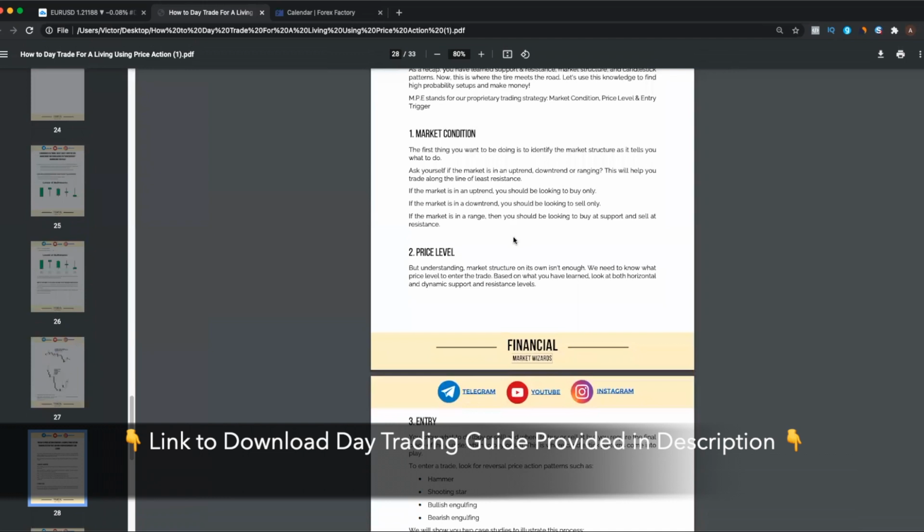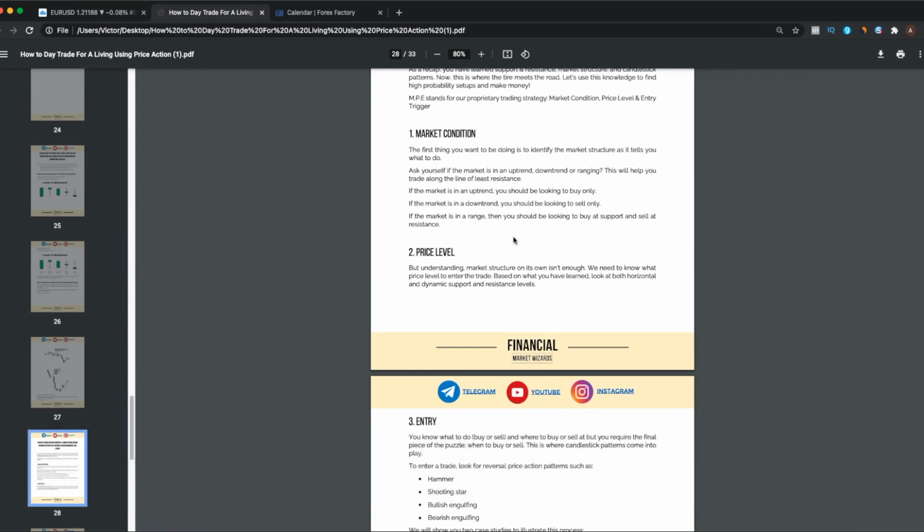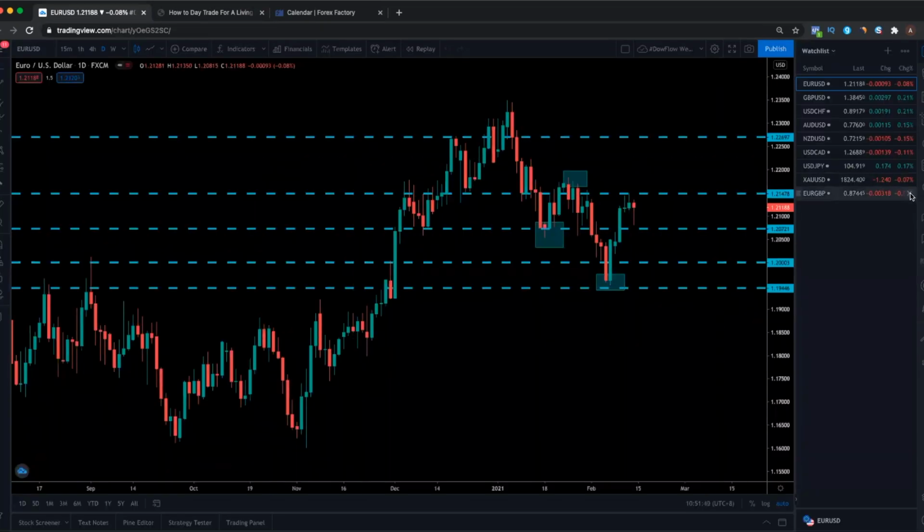I'll be using this MPE trading strategy to analyze the market. Just as a very quick refresher, M stands for market condition, P stands for price level, and E stands for entry. I'll be using this framework to analyze the various currency pairs. Please do take some notes about what the key levels are so that you will not buy into resistance or sell into support during the week.